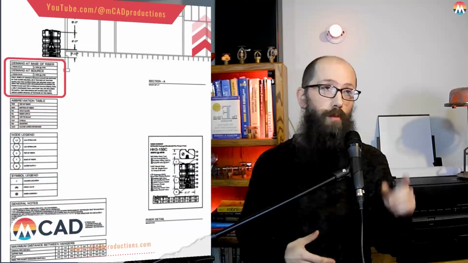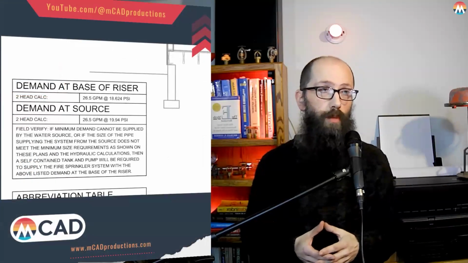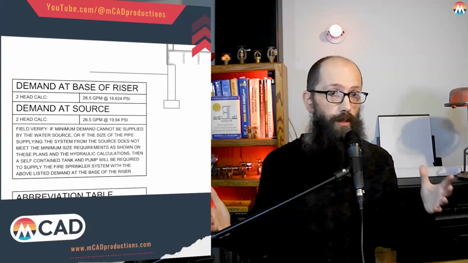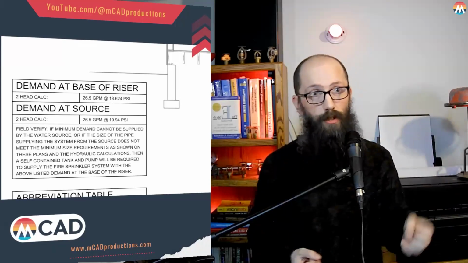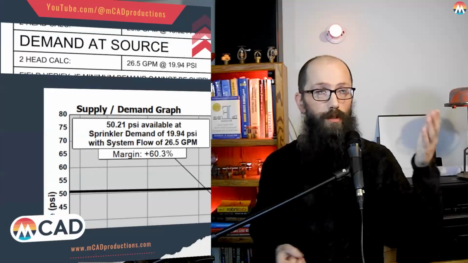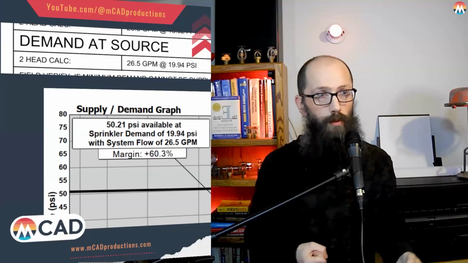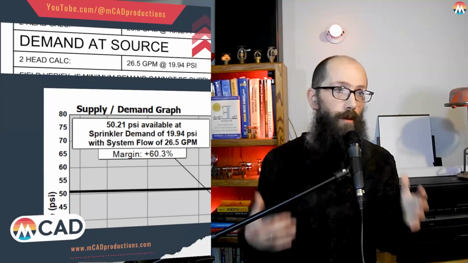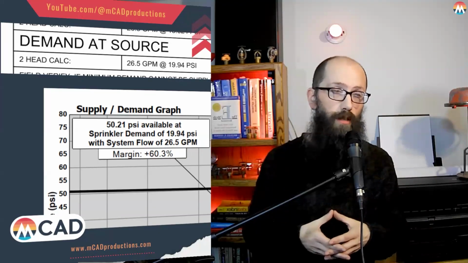That gave us the information to go into this box on our page. As the CAD technician, this is what we were responsible for with the hydraulic calculation: just to double-click on this text and change it to say the numbers that match our calculation. The demand at source comes right off the cover page from this graph, which is the 26.5 GPM at 19.94 PSI. Sometimes the source is not always the base of the riser.